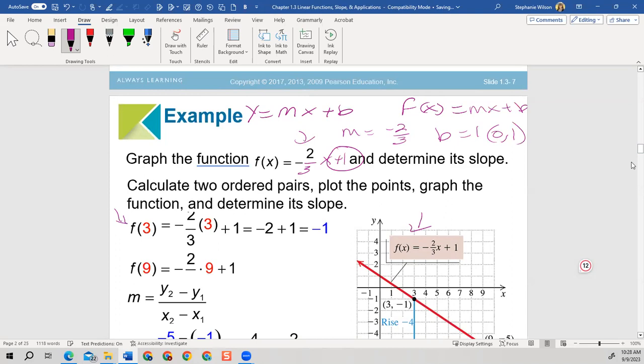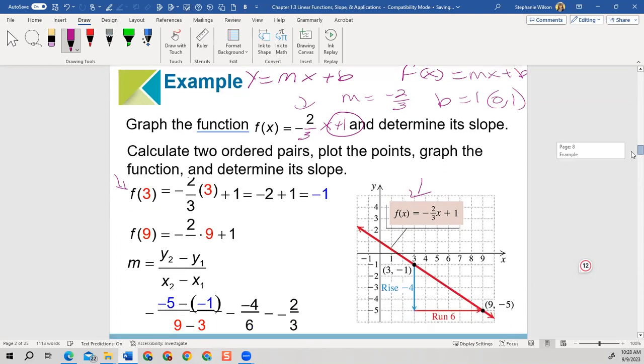Unless it asks us for more order pairs. And that's what they did here, and we'll get to that. But let's just plot that. So what I would do is plot my y-intercept first. So let's come over here where it is 1 for x and 0 for y. There we go. I plot that point.